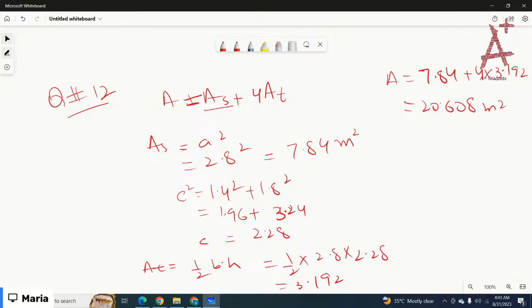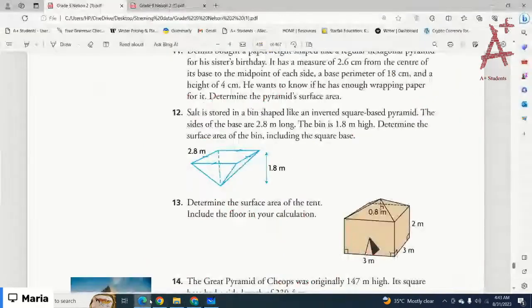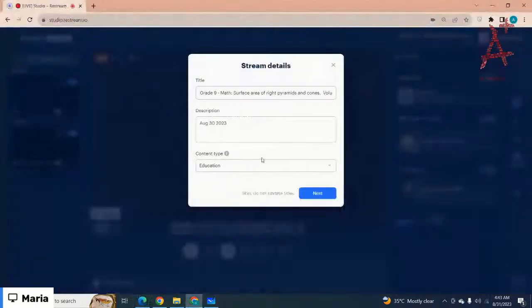Okay, we'll continue from question number 12 in the next session. Let me just fix the lesson name. Let's see what's wrong with the lesson name.